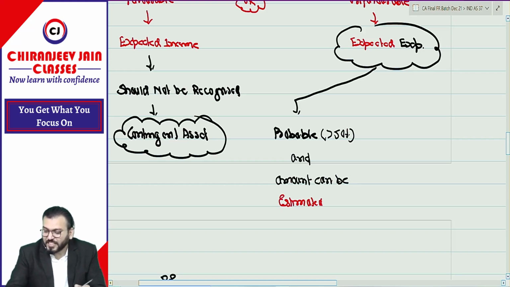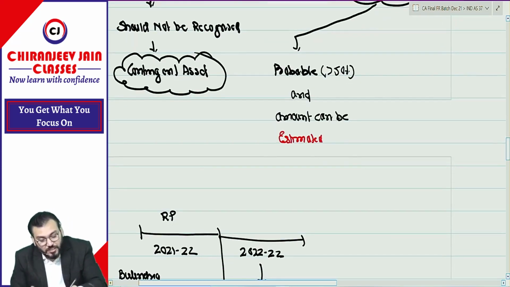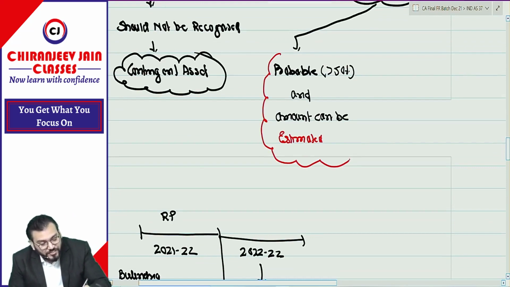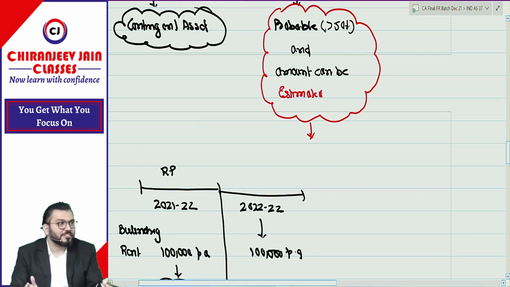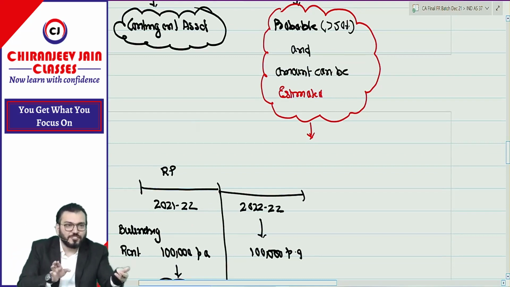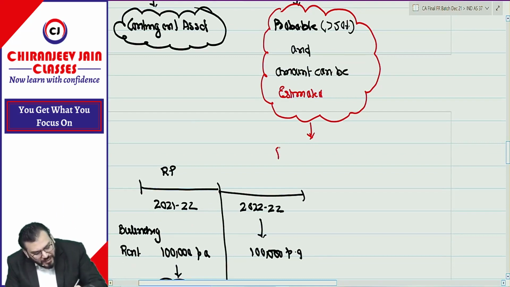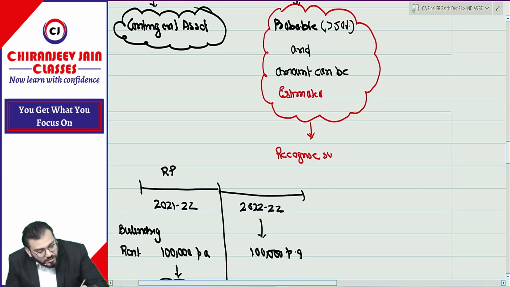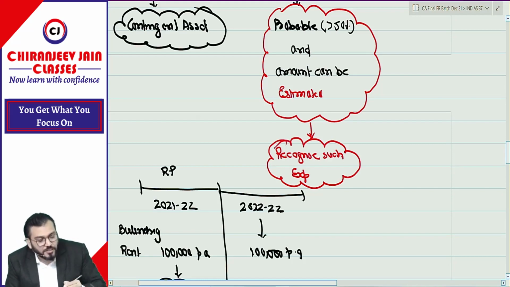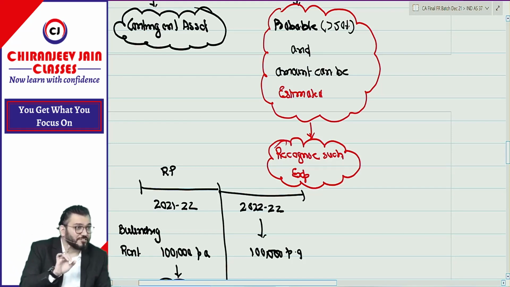So it means, can I say we should provide for such expenses? Can I write down we should provide such expenses? Provide means recognize. Provide for such expenses. Correct. So I better write down recognize such expenses. Understood? As per conservatism principle.